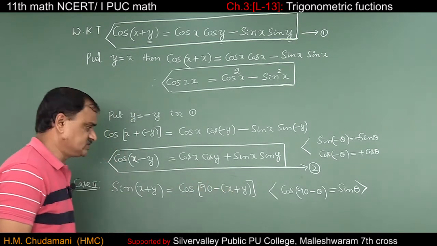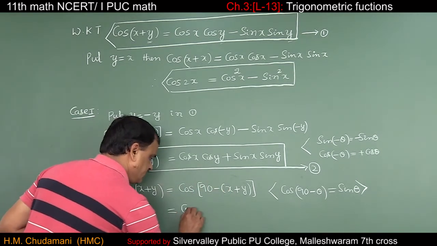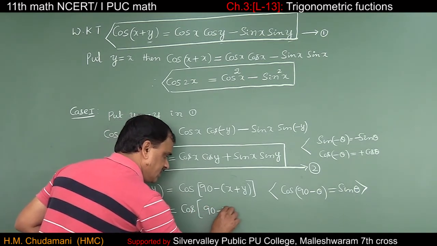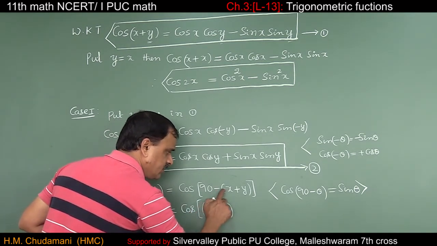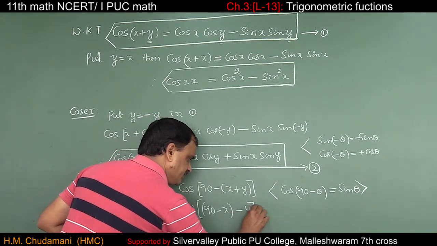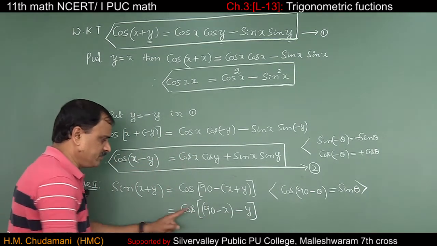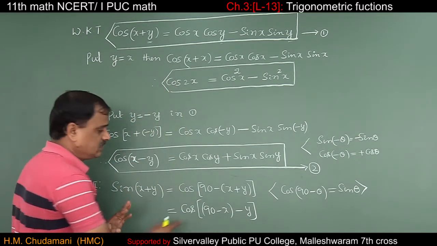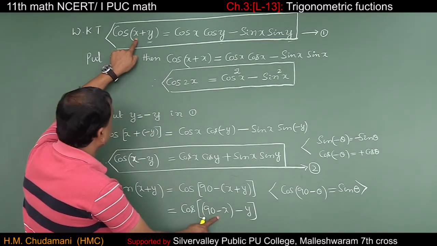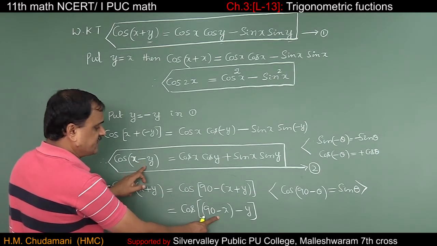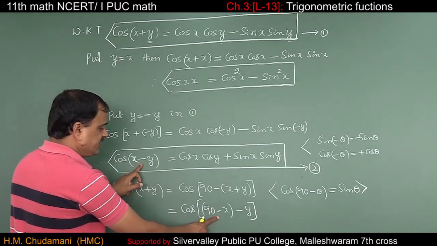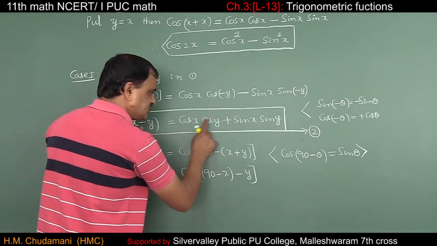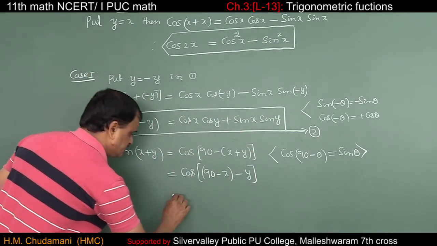Theta here is x plus y. See, I just made a little arrangement. This can be written as 90 minus x, remove the bracket, minus y. Now this is of the form cos of x minus y. Use the second result, number 2: in place of x, 90 minus x. Okay, so in place of x you are supposed to write 90 minus x.